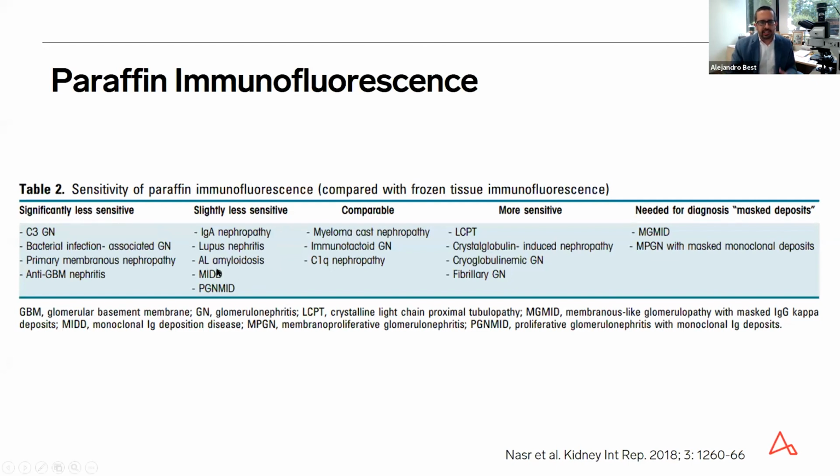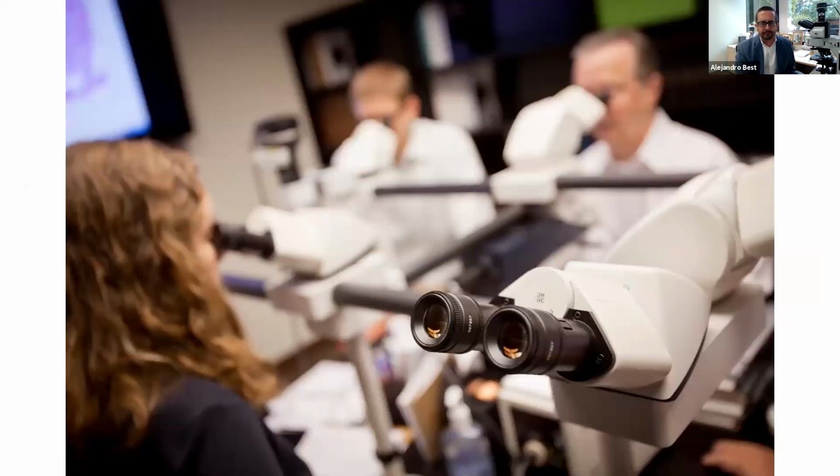MIDD, either light chain or heavy chain deposition disease, doesn't work well on paraffin IF. C3 in general doesn't work well on paraffin IF. That's why, on some types of infection-associated disease, it's not ideal. But there are others, especially crystalline type diseases or monoclonal diseases, where doing paraffin IF really brings that signal out. A case that you would have called negative before, after doing the paraffin, you clearly see the monoclonal immunoglobulin. And again, we do have examples of this during the talk.